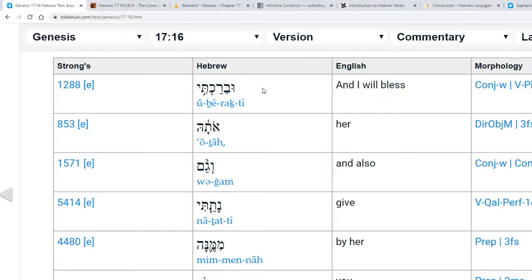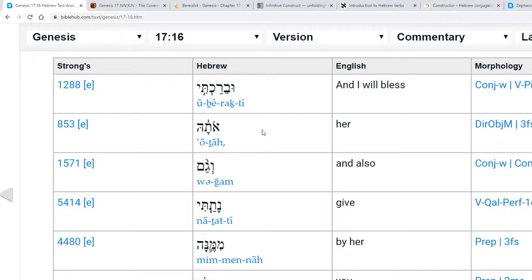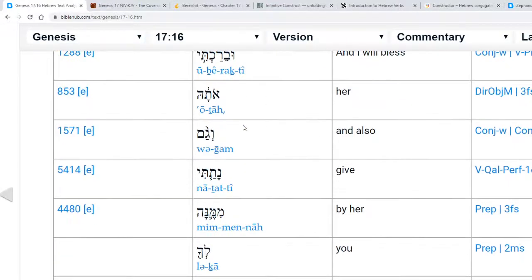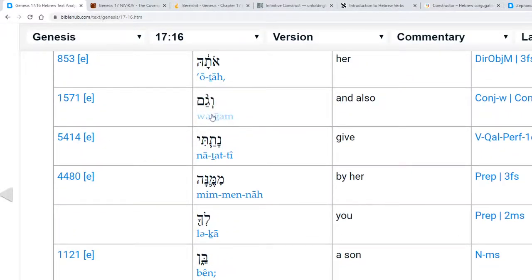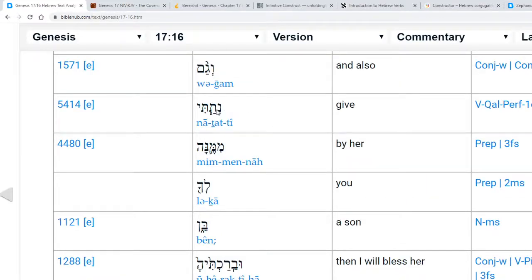I blessed becomes I will bless. In the first person common singular, right? Barachti. Ota, right? Direct object marker, third person feminine singular. And I will bless her. Vegam, so conjunctive of. Gam is the conjunction and also, right? So, and also, natati, so this is in the perfect of latet, natan, the root is nun, tav, nun, to set or to give. And I gave her, right? This is in the perfect form.